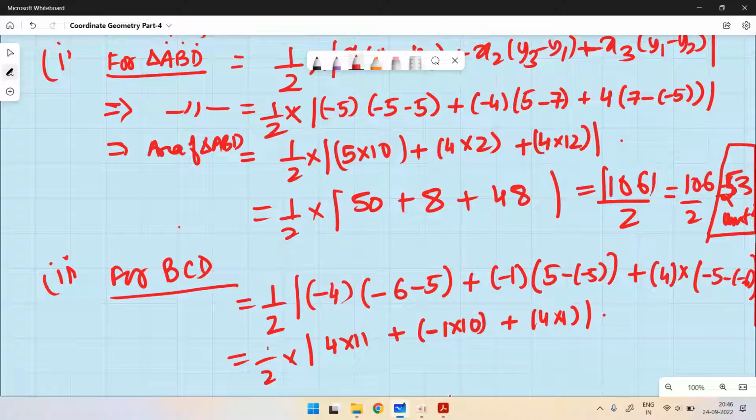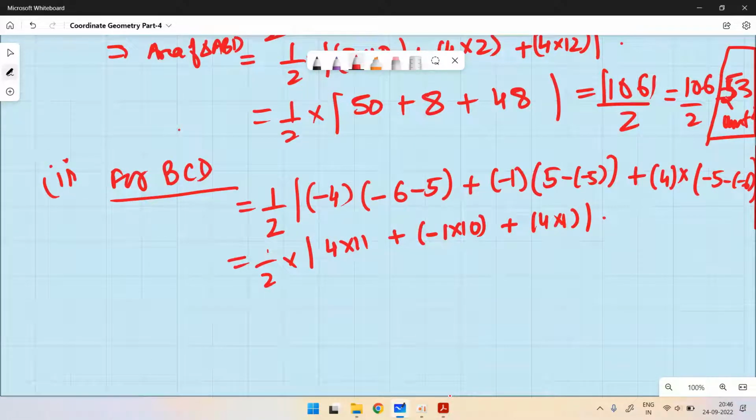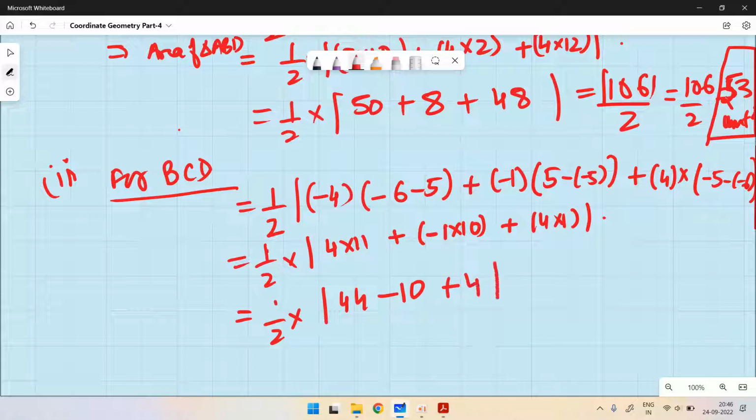So mod. If you solve it, this is half into 11 into 4 minus 10 plus 4. This is 48 minus 10, which is 38, and modulus of 38 by 2. This is 38 only, modulus of 38 only. 2 and 2, 1 at 18, so 18 unit square.